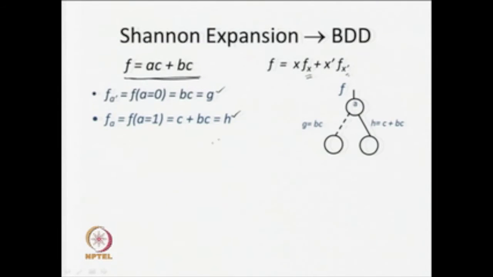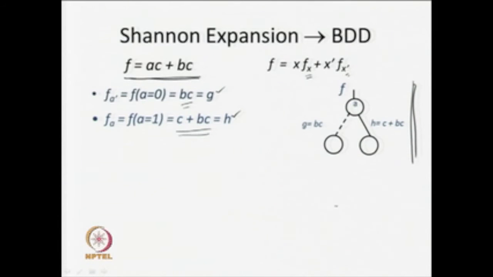So, this particular information we are going to represent with the help of this partial BDD. We have terminal nodes, where A has value either 0 or 1. When A is equal to 1, the sub-function we have to evaluate is C plus BC, this is H, and when A equal to 0, the sub-function is G, which is your BC. So, this is the partial BDD for the given function after taking the decision on A.